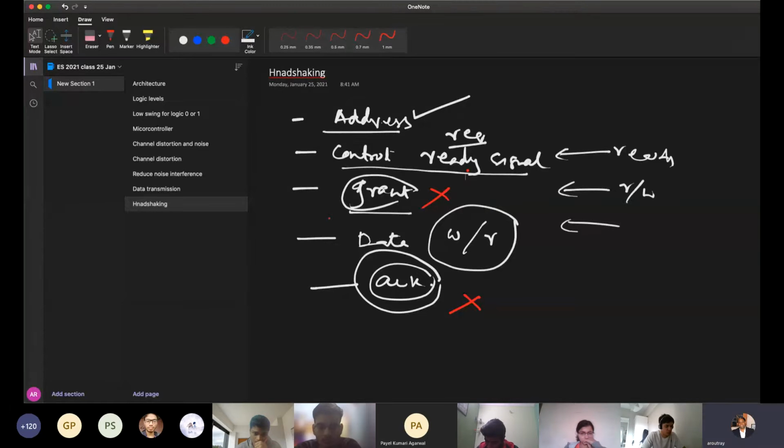Can any one of you give an example where you need handshaking mode of data transfer? Please raise your hands. One example you give, or let me ask. Shubham Karmakar. Sir, one example is that when we input a password for the Wi-Fi, there handshaking occurs, and then only we are granted access to the Wi-Fi.